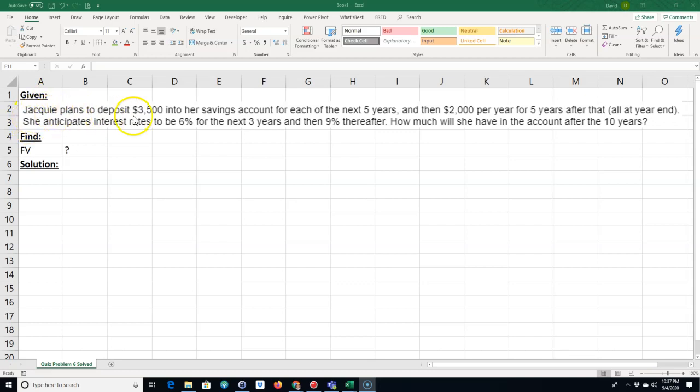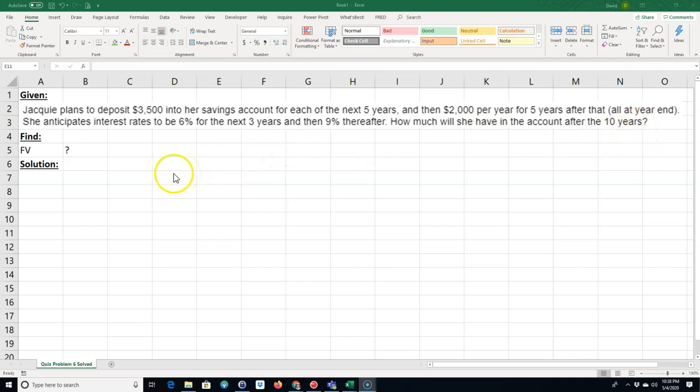It says Jackie plans to deposit $3,500 into her savings account for each of the next 5 years, and then $2,000 per year for 5 years after that, all at the end of the year. She anticipates interest rates to be 6% for the next 3 years and 9% thereafter. And then we want to know what the future value is after 10 years.